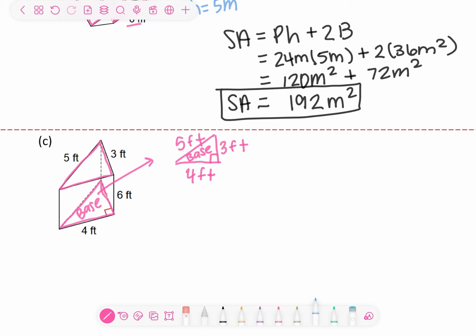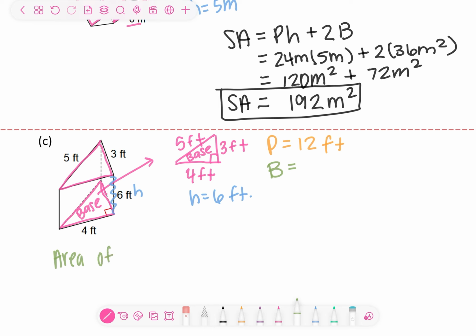For the height, it's going to be that distance between the two bases, which is this 6 feet over here. So our height is 6 feet for sure. Okay, so the perimeter is going to be the sum of 5, 3, and 4. So 4 plus 3 is 7, plus 5 is 12. So that's 12 feet.